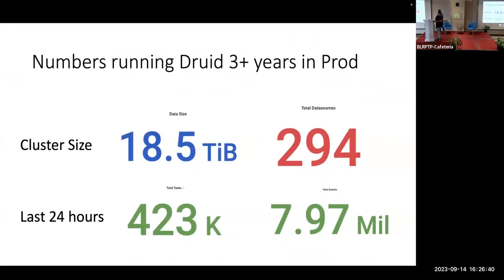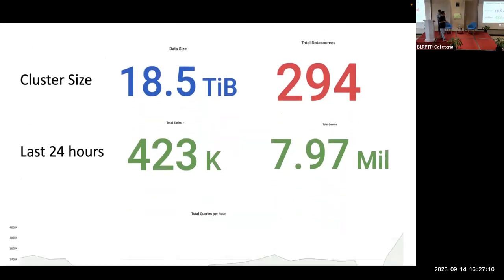Some numbers from our production. This is one of the clusters. We have 3 clusters running today. The cluster size is 18.5 TB of data ingested there, 294 data sources. And if you look at the last 24 hours, I'm not sure you can read the text over the numbers because that's coming from a Grafana dashboard screenshot. But what it says is we have seen 423K tasks being ingested in the last 24 hours and around 8 million queries fired on this cluster.